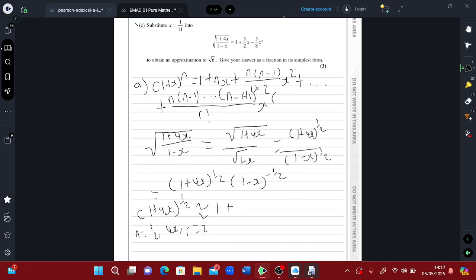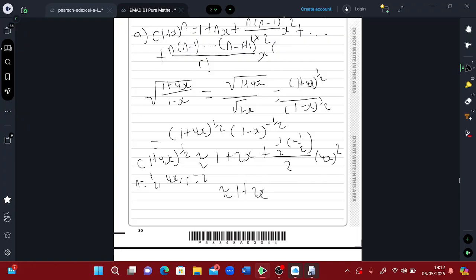So nx is going to be half times 4x, so that's going to be 2x. And then plus n minus 1, that's going to be half of a half minus 1, that's going to be minus a half. And then 2 times 1, that's just 2, x squared. Okay. No, not just x squared though. 4x all squared. So let's write that. Be very clear there.